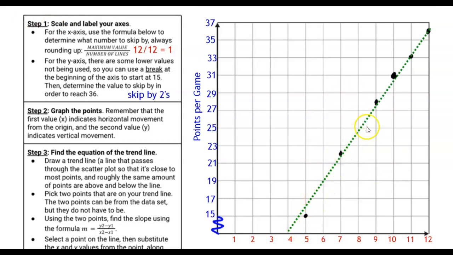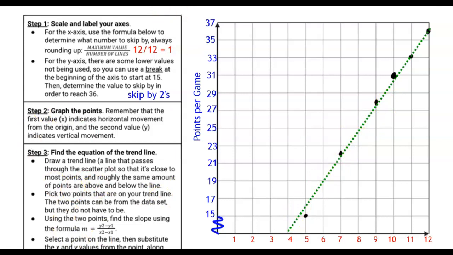There's about one or two points that are below, maybe two points that are above, and two points that are basically on the line. So I think I'm okay. It looks like a very good trend line. Next, I'm going to pick 2 points that are on the trend line.